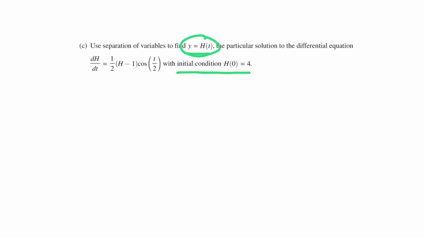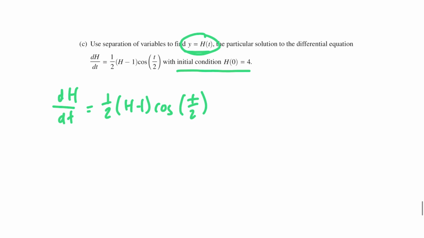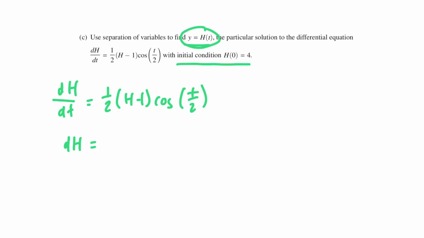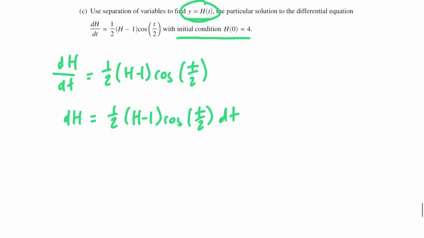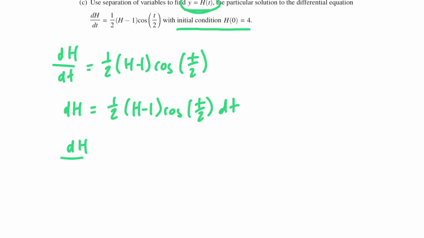So let's go ahead and start doing that. We start off with dh over dt is equal to 1/2 (h minus 1) cosine of t over 2. So we can multiply both sides by dt. So now we have dh is equal to 1/2 (h minus 1) cosine of t over 2 dt. And then let's divide both sides by h minus 1. So dh divided by (h minus 1) is equal to 1/2 cosine of t over 2 dt.